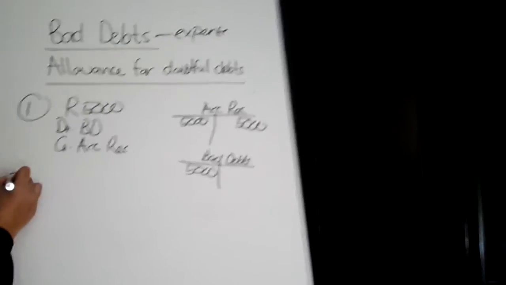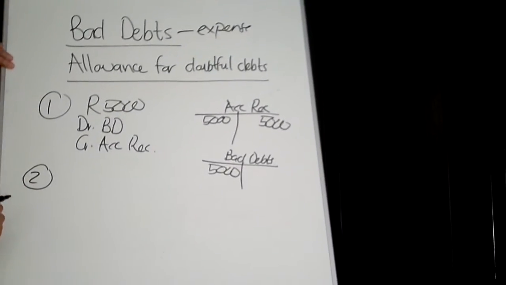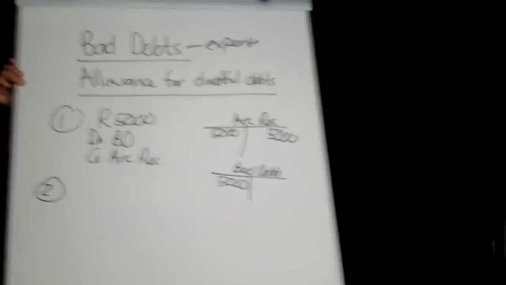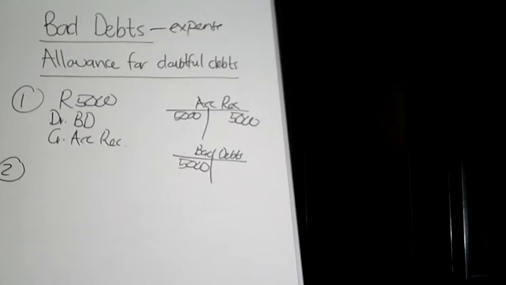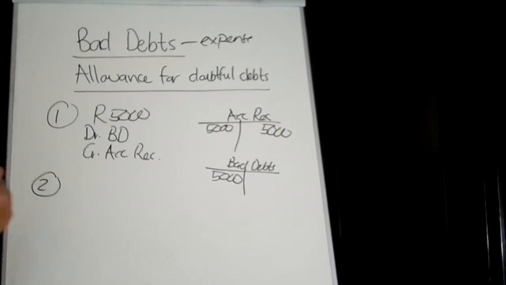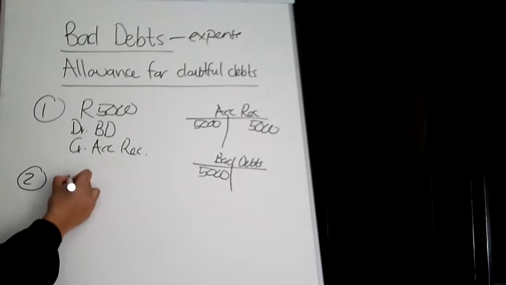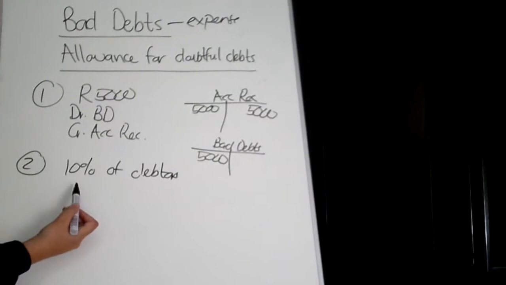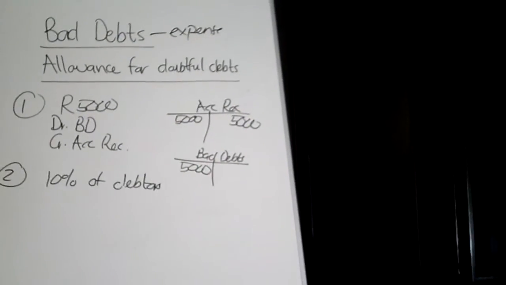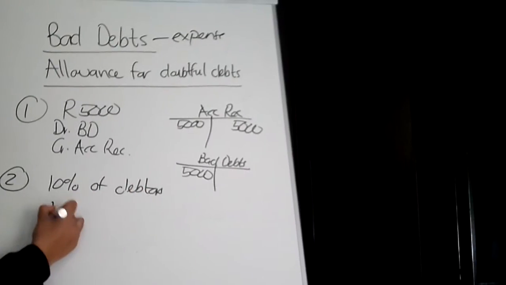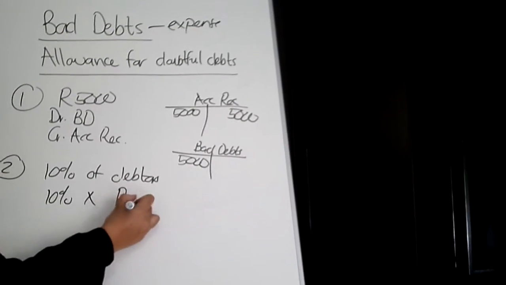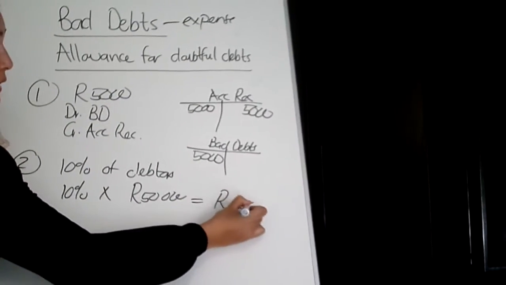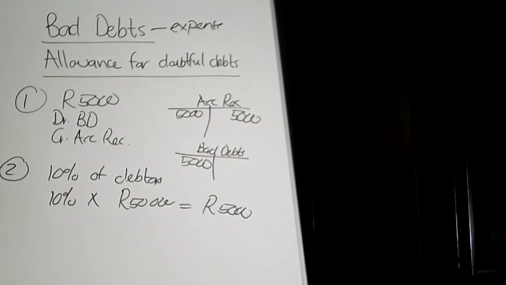Okay, the second part of this calculation is the allowance for doubtful debts. The allowance for doubtful debts is an allowance you make at the end of the year to estimate how many debtors you think will not be able to pay you in the following year. So let's say it says that you must calculate the allowance at 10% of your debtors. So it's a percentage of the outstanding debtors at the year end which you will calculate. So let's say your debtors were 50,000 rand. You'll say 10% times 50,000 rand gives me 5,000 rand. 5,000 rand is your allowance at the end of the year.